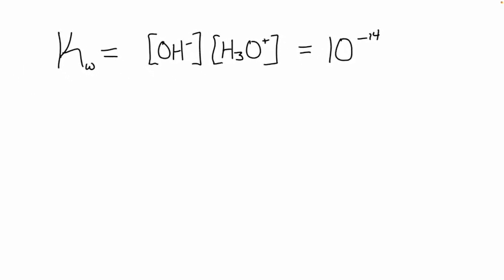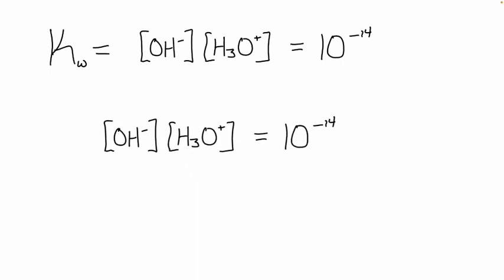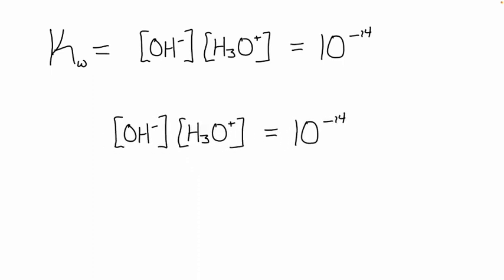All right, so we're going to take this relationship here, our KW expression, and we're going to do some algebra to it. Remember, in algebra, we can do anything we want as long as we do it to both sides of our equation. So what I'm going to do is take the negative log of both sides of this equation.